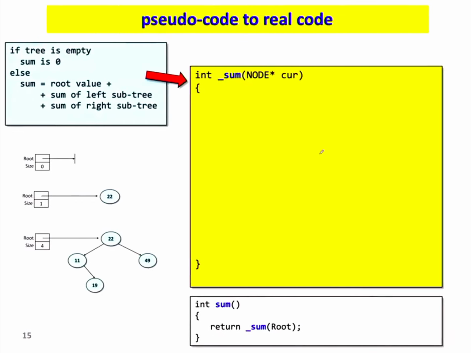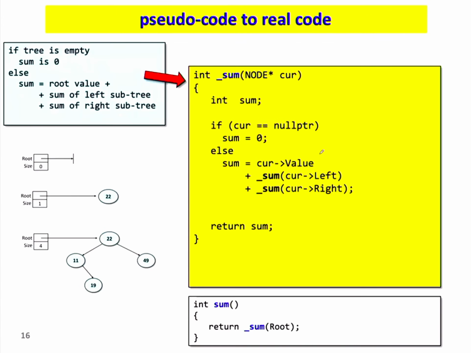All right, awesome. So let's quickly look at the actual implementation. You've got the helper function, underscore sum, where you implement the actual code. You've got an integer sum. You've got your base case, which returns 0 if the node is null. This is your base case. Otherwise, it's going to return the current value, which in this case is 22, because there are going to be calls to underscore sum for left and right, but what are left and right for 22? They're null. So the sum is going to be 22 plus 0 plus 0, and it's going to return 22.